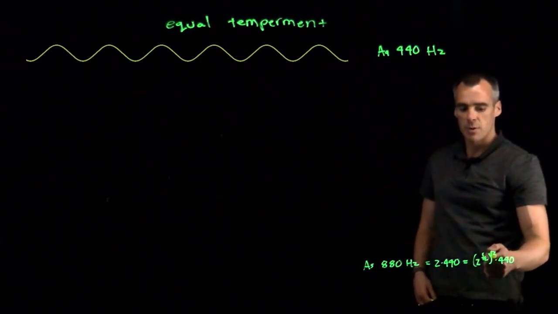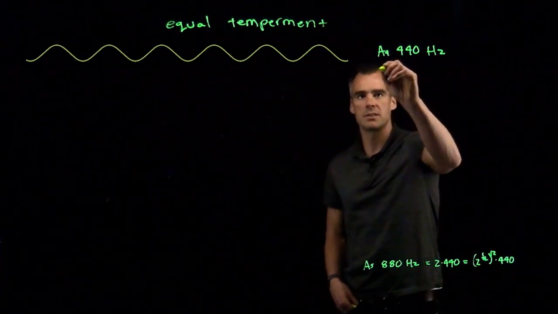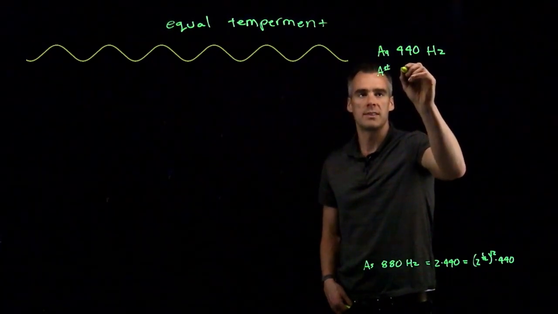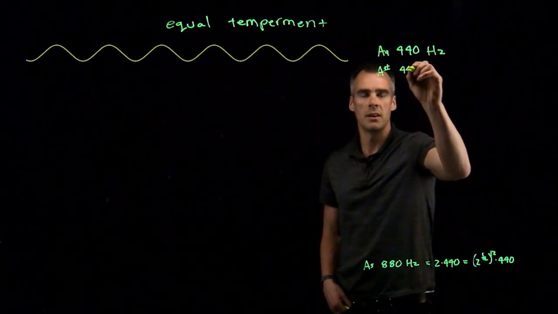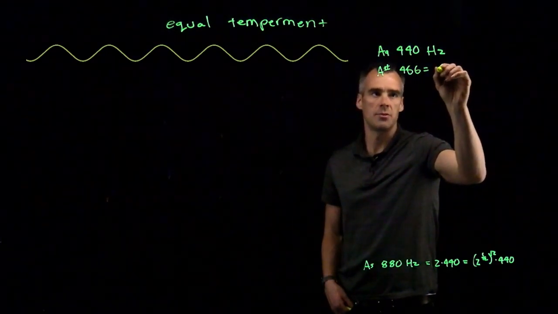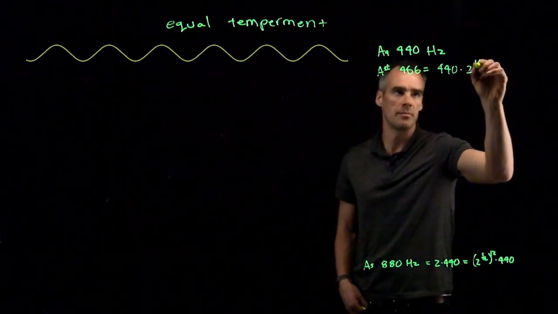So we multiply it 12 times to get here, but the first time we're going to do is, in order to get our A sharp, we're going to say that's 440, or we'll say 466, which is going to be equal to 440 times 2 to the 1/12th.